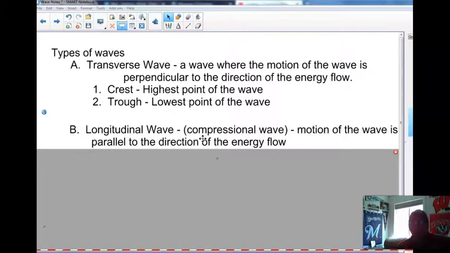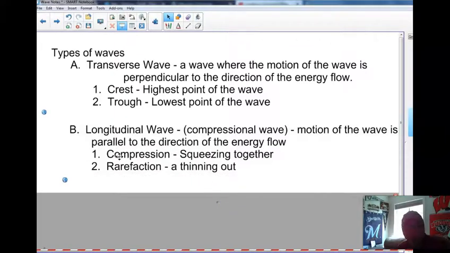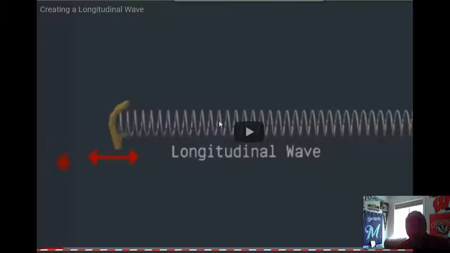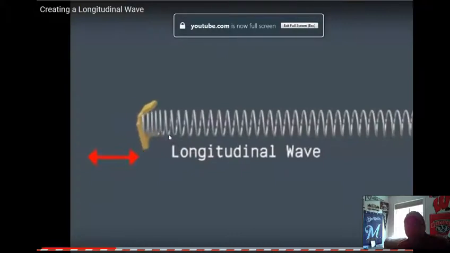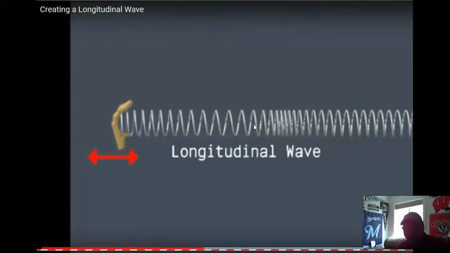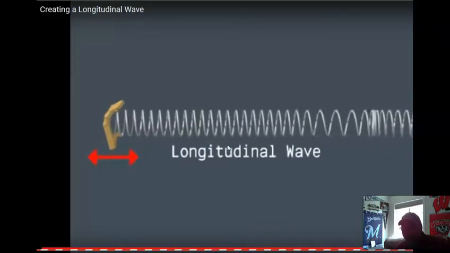A longitudinal wave is something called a compressional wave. So in this case, the direction of the wave and the wave itself move in the same direction. So what you have here is something called a compression, which is where it's squeezed together a little bit, and then something called rarefaction, where it's thinned out a little bit. So same kind of a video on YouTube where we can see those two things. And here's the compression, and right behind it, here's the rarefaction. Compression, rarefaction.